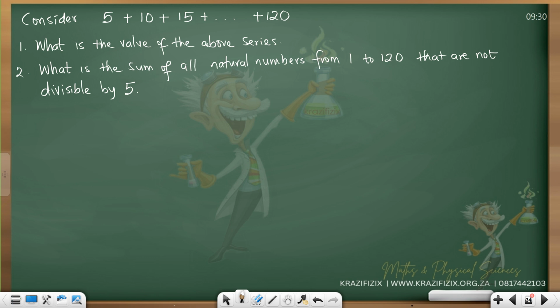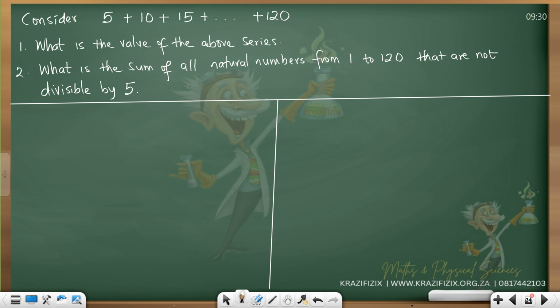They are all multiples of 5. So, let's deal with the first part. Okay, so 5 plus 10 plus 15 plus ... 120. Interesting. Calculate the value. It means we need to add.